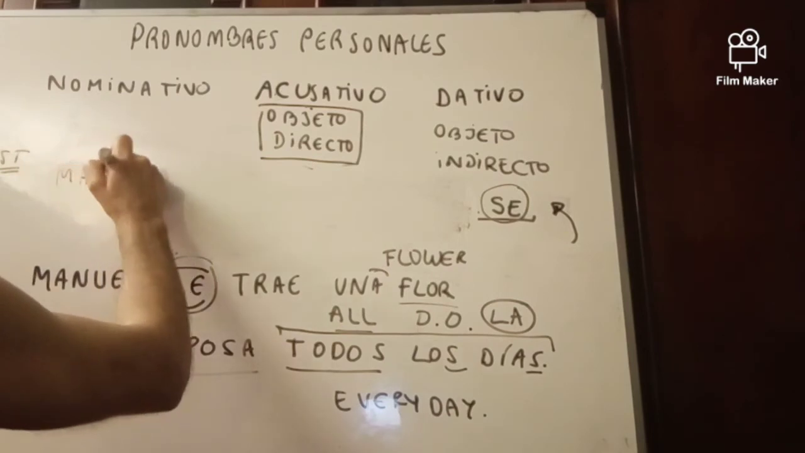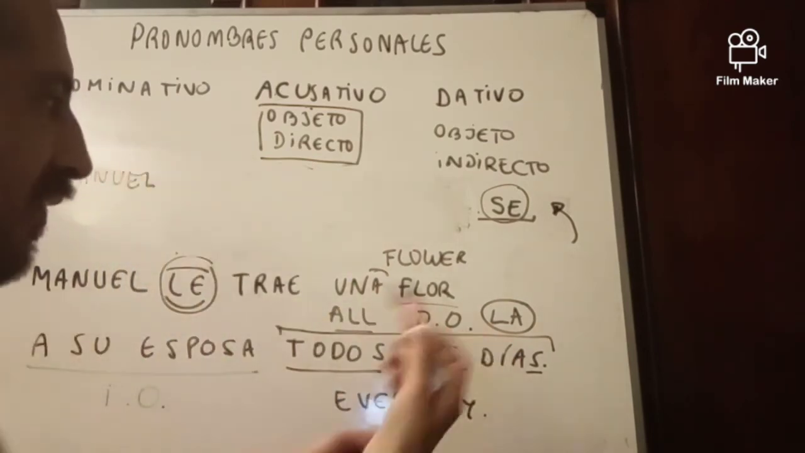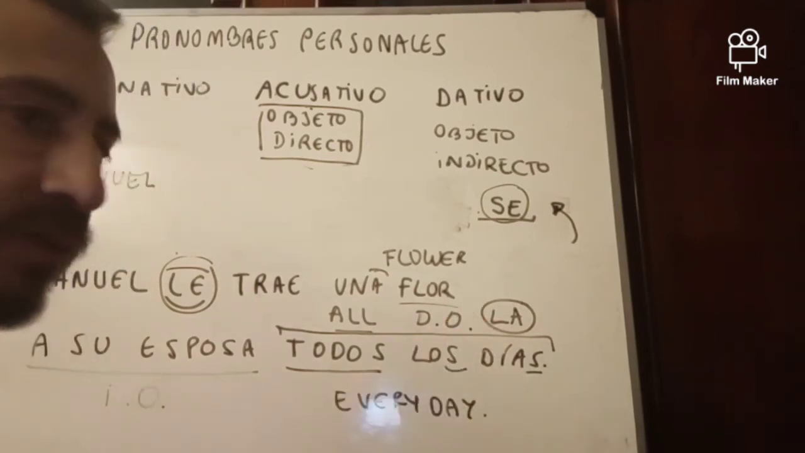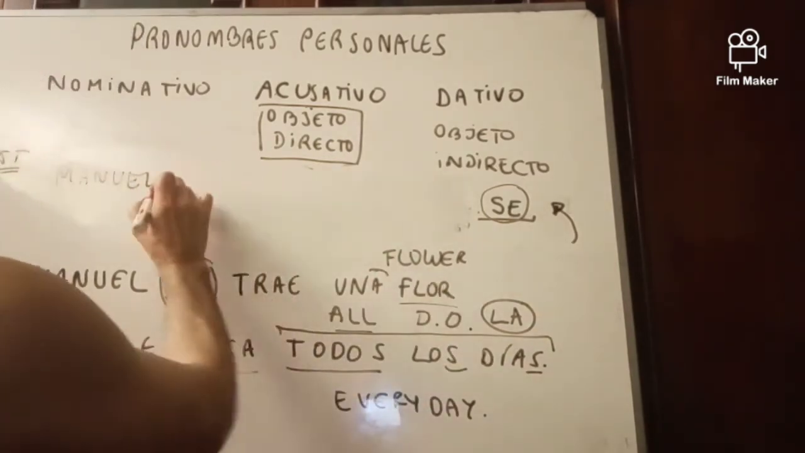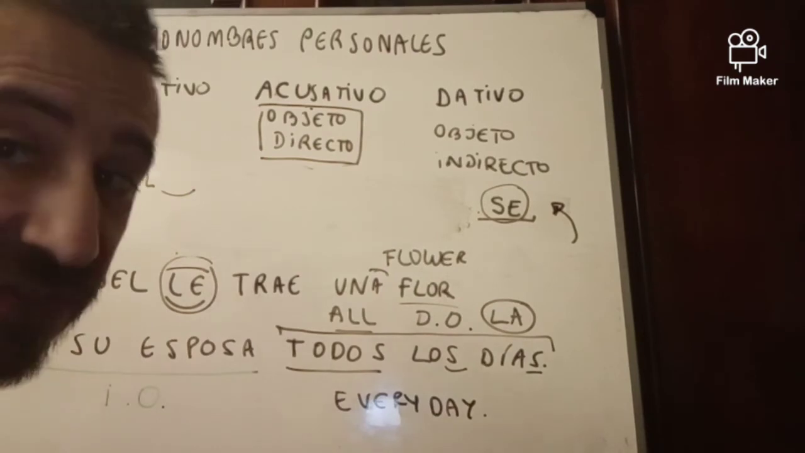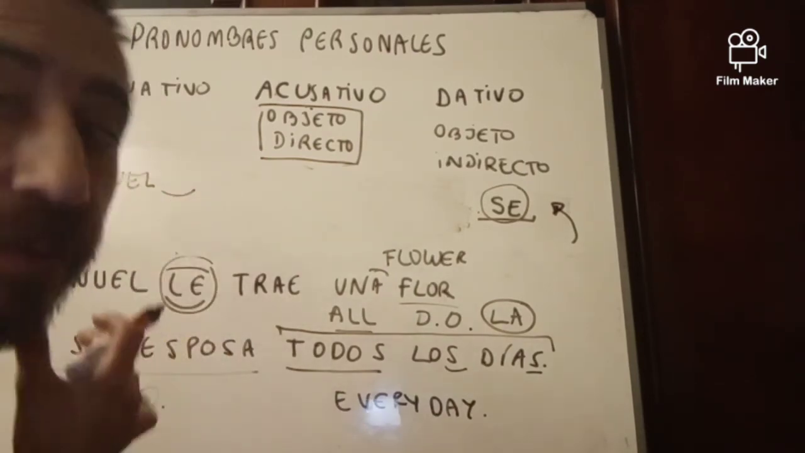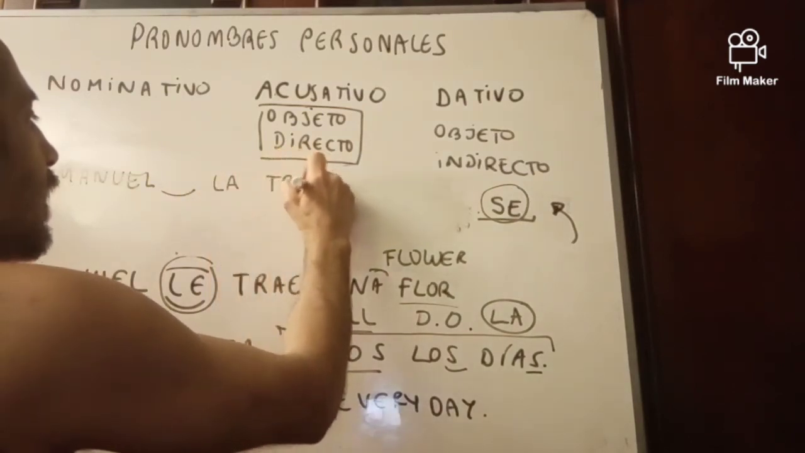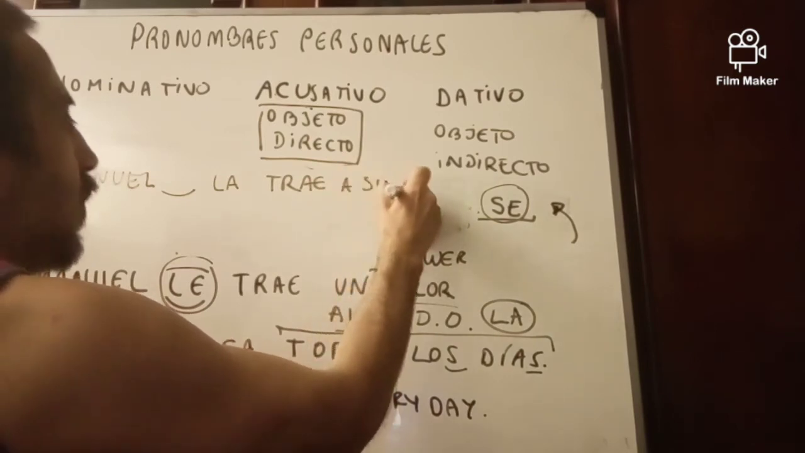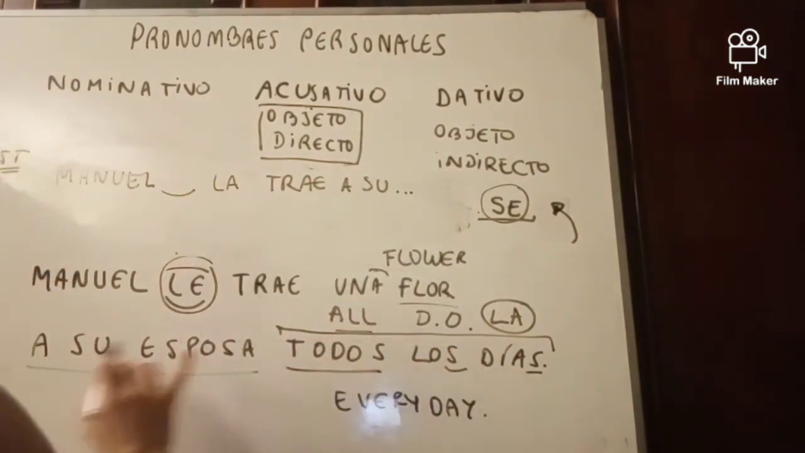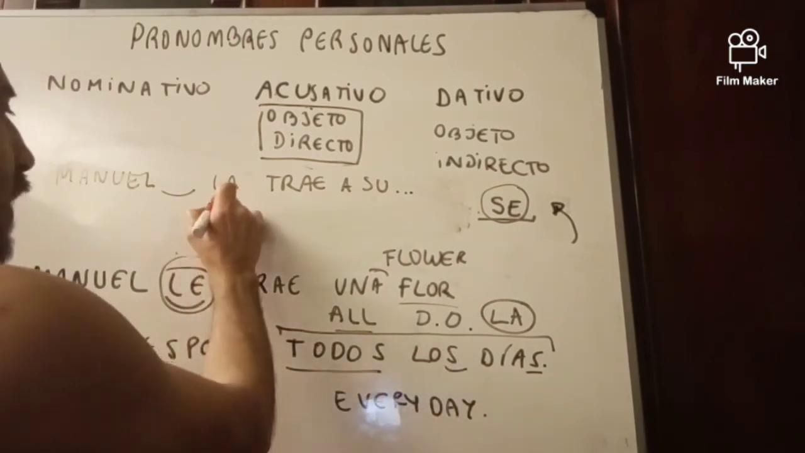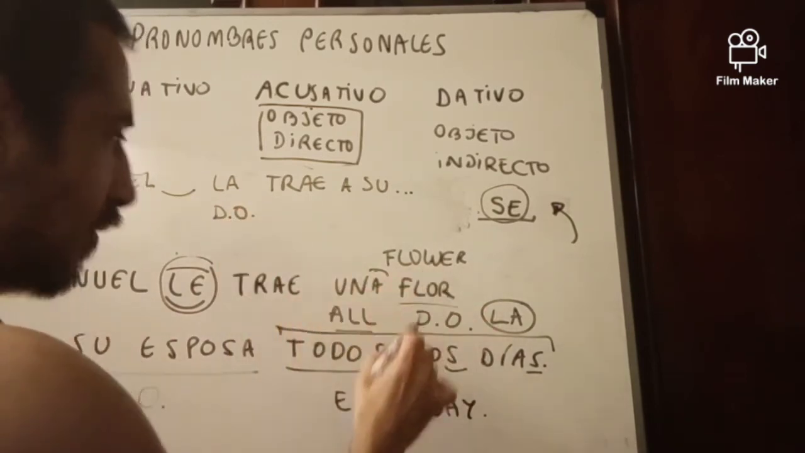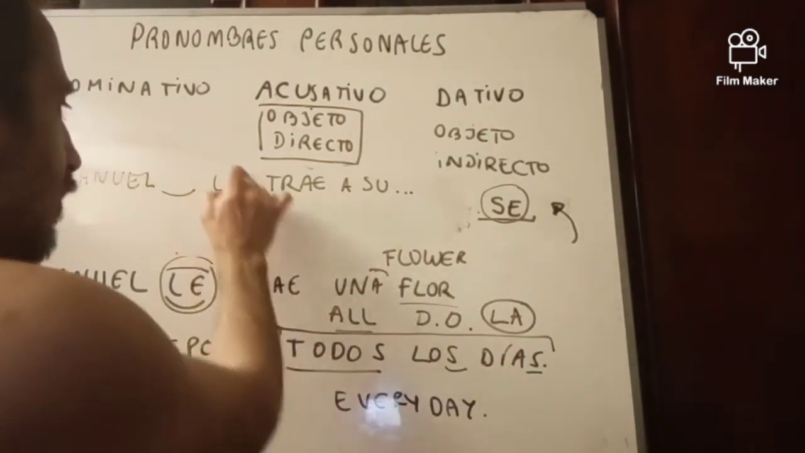Manuel, and remember that we have to put the object pronoun before the verb. I'm going to leave a space on purpose. Manuel la trae a su esposa todos los días. The rest is the same. A su esposa todos los días. So now we have replaced the direct object of a flower, una flor, for the direct object pronoun la.